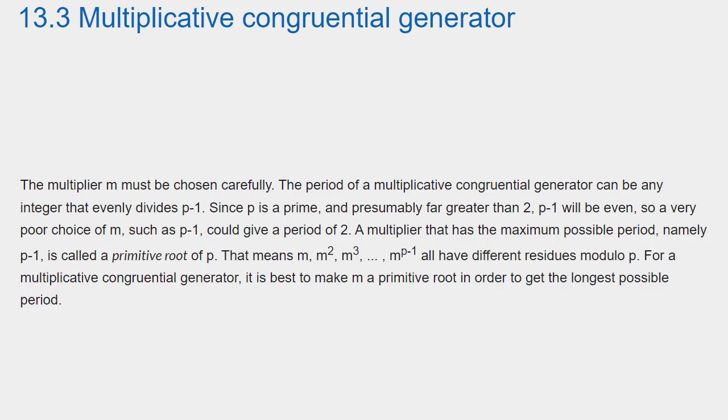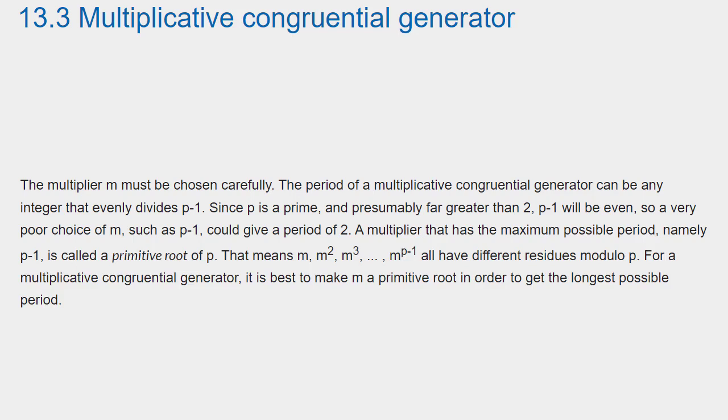The multiplier m must be chosen carefully. The period of a multiplicative congruential generator can be any integer that evenly divides p minus 1. Since p is a prime and presumably far greater than 2, p minus 1 will be even, so a very poor choice of m, such as p minus 1, could give a period of 2. A multiplier that has the maximum possible period, namely p minus 1, is called a primitive root of p.